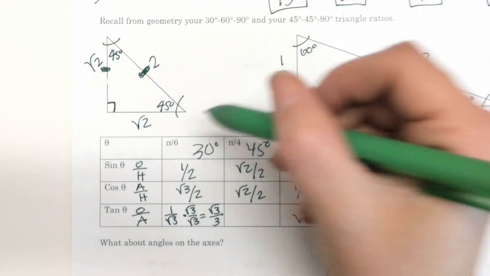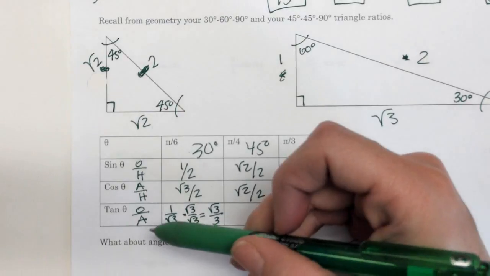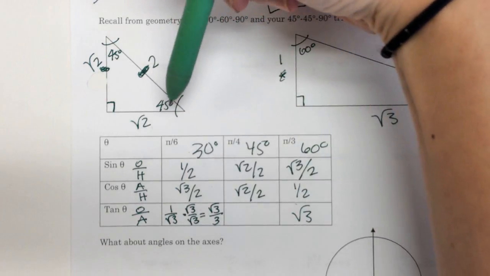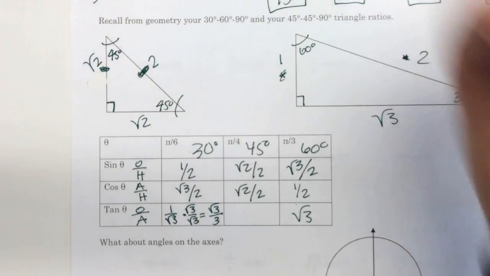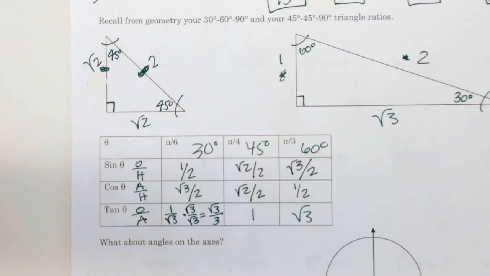Alright, and we can just look at any 45 degrees for the next one, opposite over adjacent. So what's opposite of 45? Square root of 2. Adjacent. Square root of 2. So square root of 2 over square root of 2? It's just 1. Oh, 1. Very good.